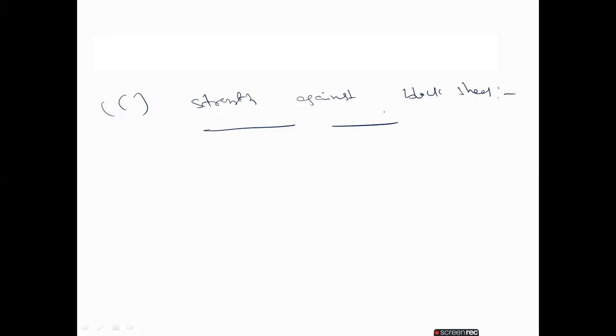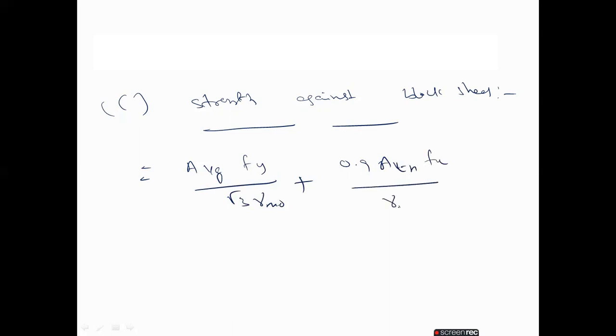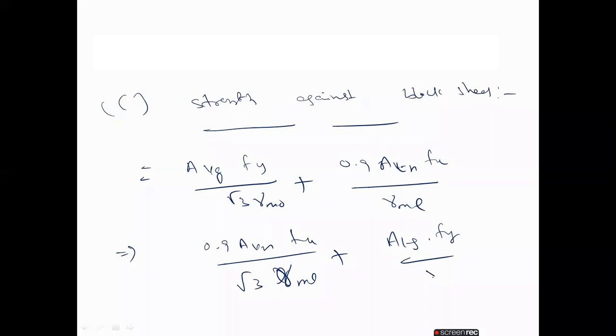So this is the third condition: we have to calculate the block shear value. The strength against block shear failure is the smaller of two formulas. The first formula is Avg·fy/(√3·γm0) + 0.9·Atn·fu/γm1. And the second formula is 0.9·Avn·fu/(√3·γm1) + Atg·fy/γm0.